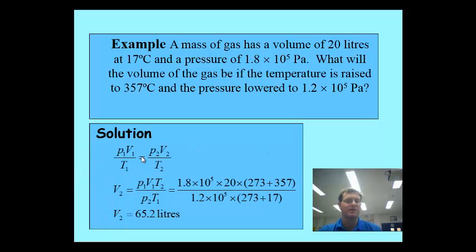As we can see, we're going to start from pressure 1, volume 1, temperature 1 equals pressure 2, volume 2, temperature 2. Please note that we have to make sure that our temperature values are consistently in Kelvin, and it comes out with a final volume of 65.2 litres.